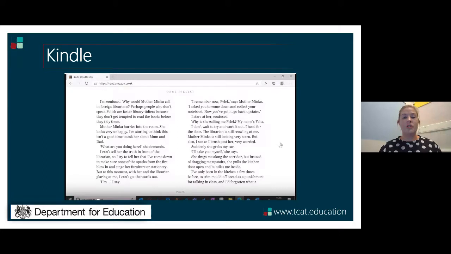And I think for children who struggle with wanting to know what words mean, it also extends their vocabulary as well.